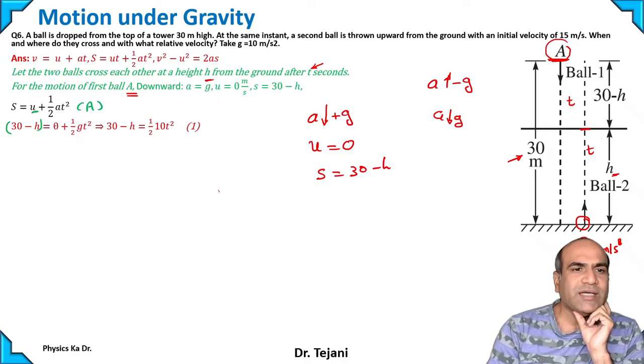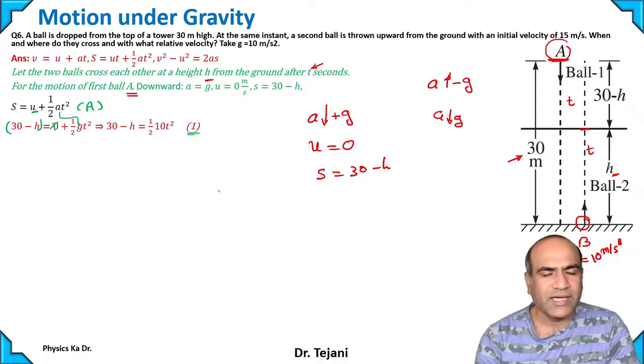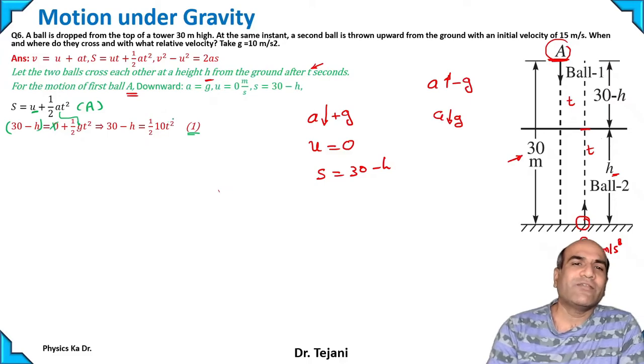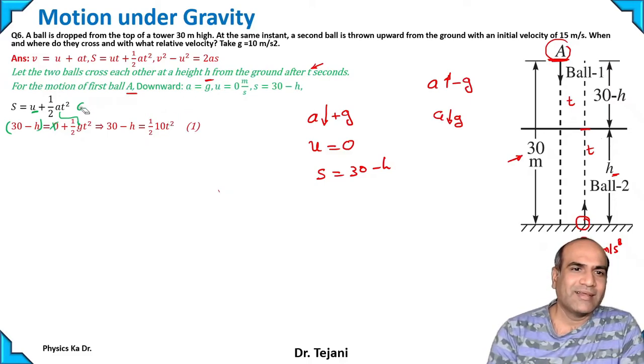Initially it has no velocity, so u becomes 0. Acceleration is in the down direction, so g. So you can put here equation number 1: 30 minus h is equal to 1/2 g t square. Very simple.